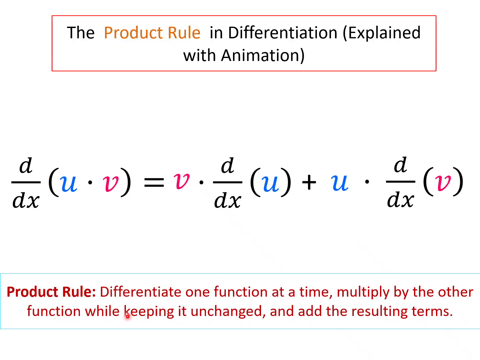So product rule is differentiate one function at a time. This one function we are differentiating, multiplying by the other function, while keeping it unchanged. And such terms, the second term also, such two terms we will be adding. So adding the resulting terms.